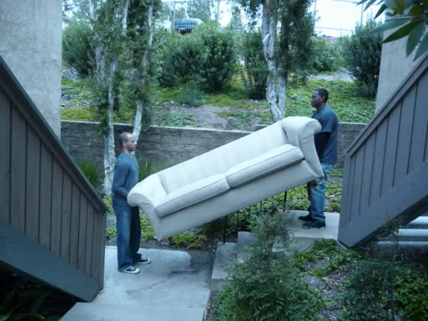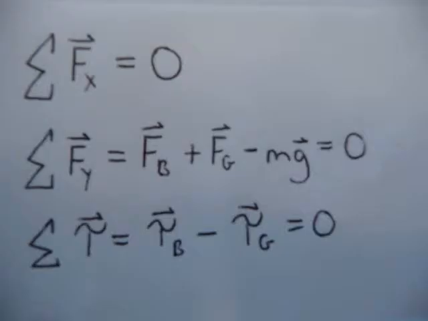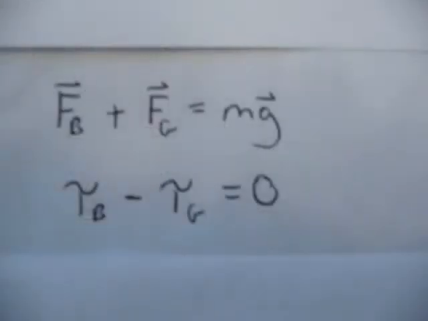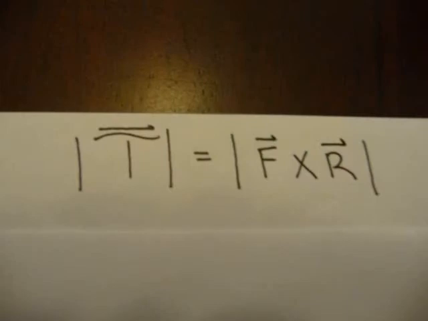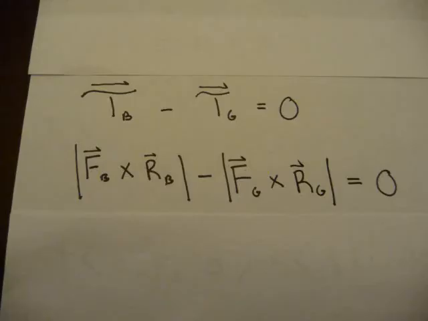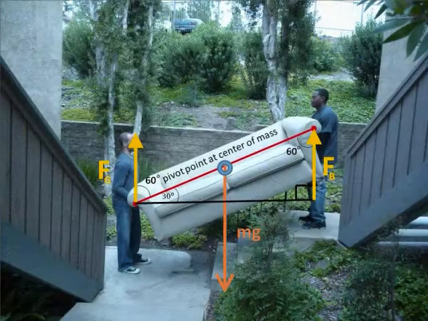How much is each of them carrying? In this situation, the couch is in equilibrium. The summation of the torques are still equal to 0. Let's take another approach to torque. The magnitude of the torque is equal to the cross product between the force vector and the position vector. Subbing in what we know, the cross product of the force vector and the position vector of Boris minus the cross product of the force and position vector of Greg is equal to 0.